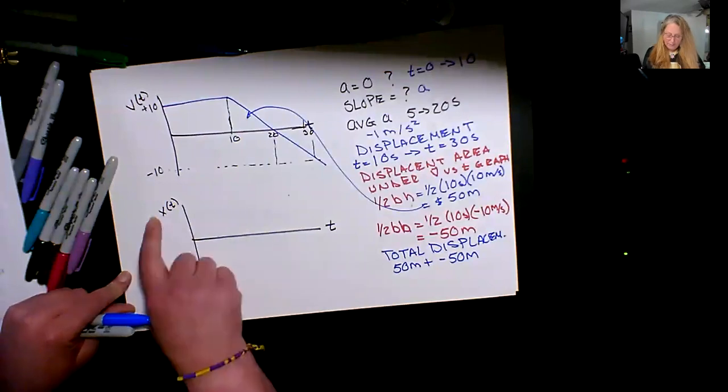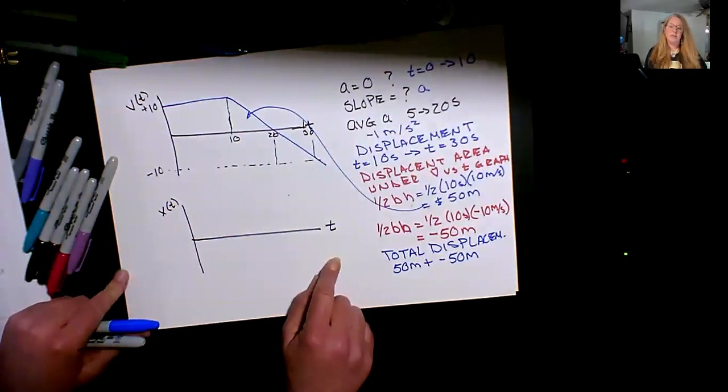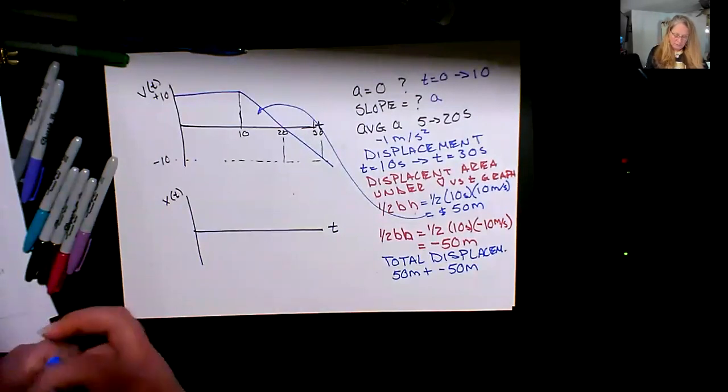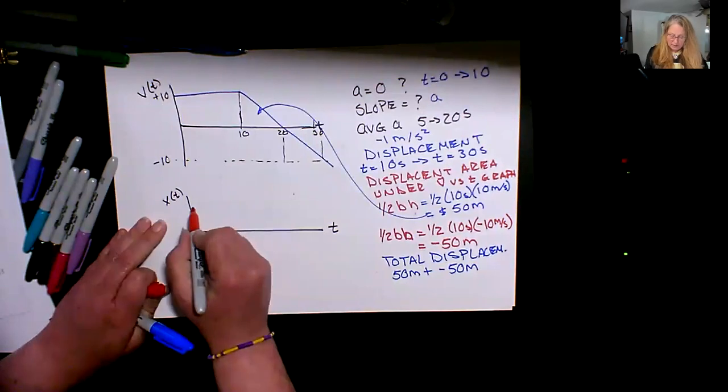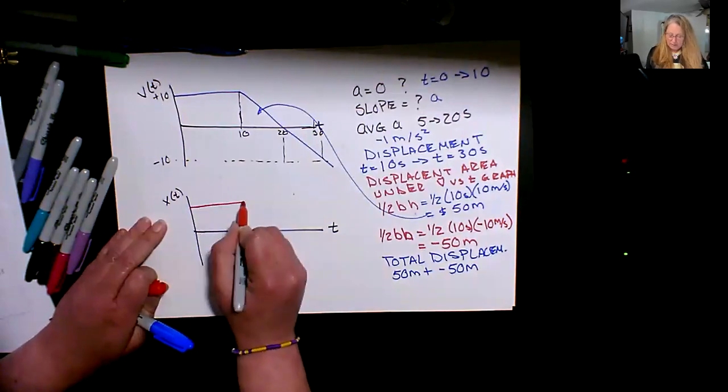We'll look at what happens if I do an x versus t graph. Let's see, we'll just make this look kind of the same thing.